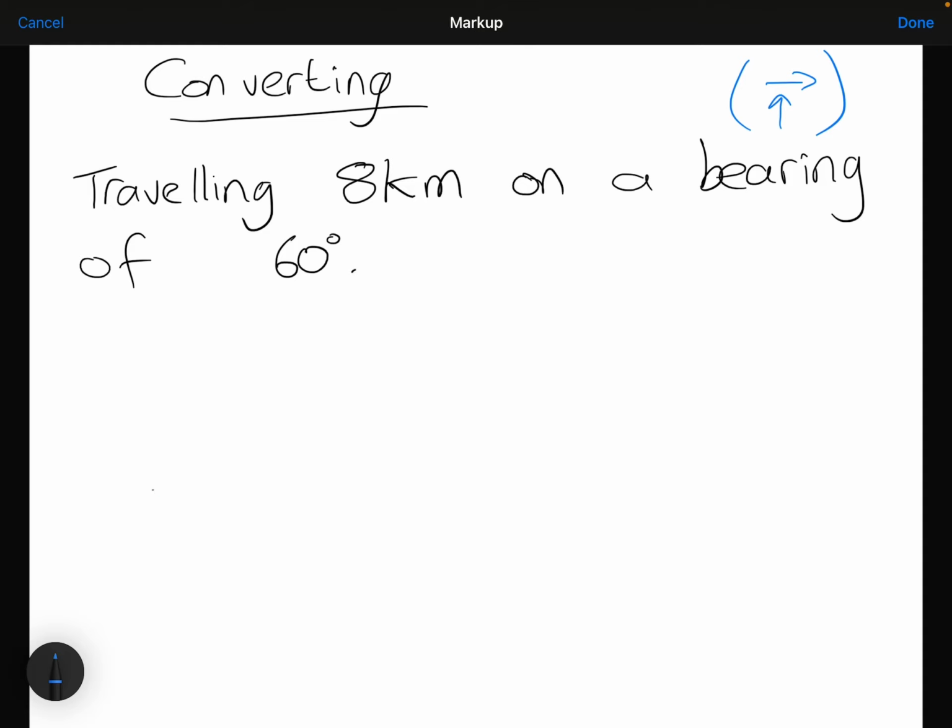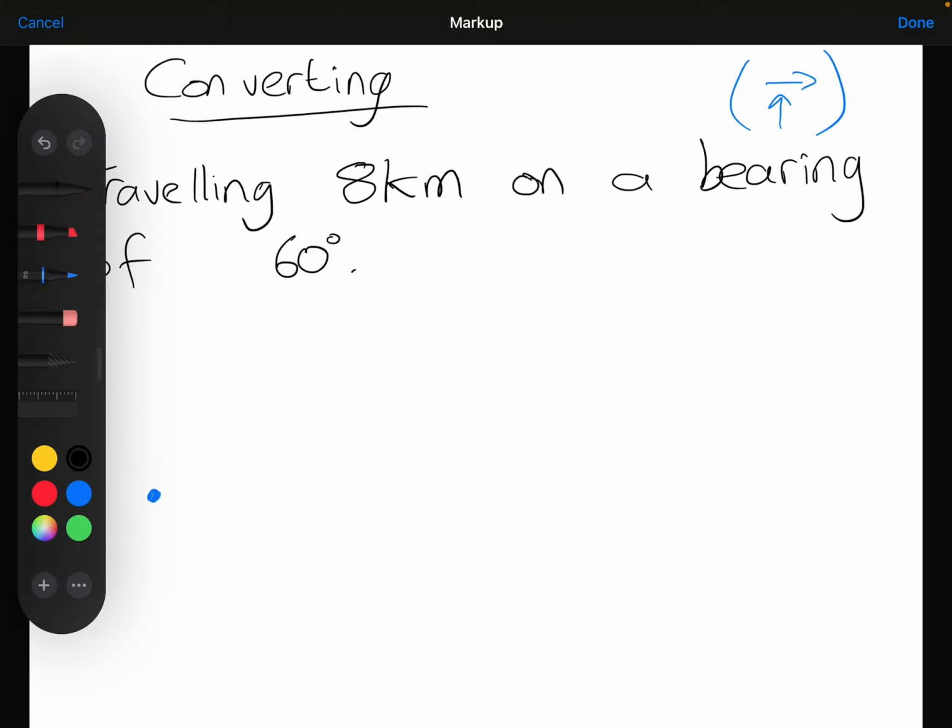So let's say I'm starting at this point here and I'm travelling 8 kilometres on a bearing of 60 degrees. Now remember that bearings are measured clockwise from north. So let me mark my north line in first. A bearing of 60 degrees means this angle will be 60, and the length of this line is 8 kilometres. But I want to be able to represent this as a vector, like I said. So I want to be able to know how much am I actually going across and how much am I actually going up? What are these values? That's what I want to know.